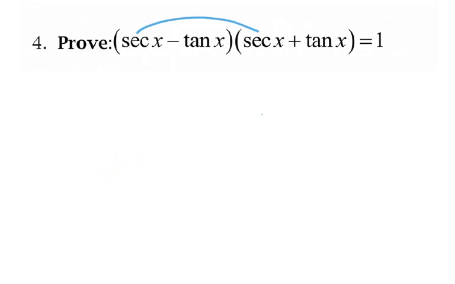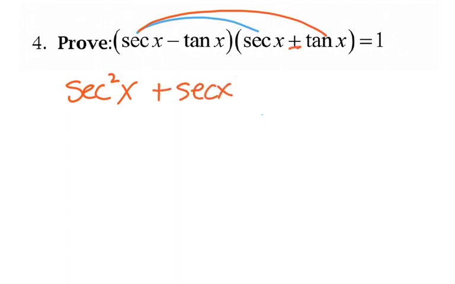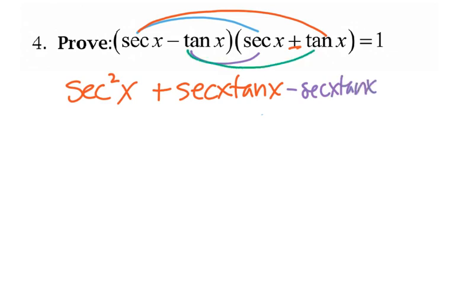So as I do secant x times secant x, that's going to be secant squared x. Then I'm going to do secant times tangent, and it's positive, so I'm going to say plus secant x tangent x. Then I'm going to do negative tangent times secant. Remember, when you're multiplying, the commutative property applies here, so I'm going to write secant x tangent x. You'll see why in a second. Then I'm going to do negative tangent x times tangent x, so negative tangent squared x.